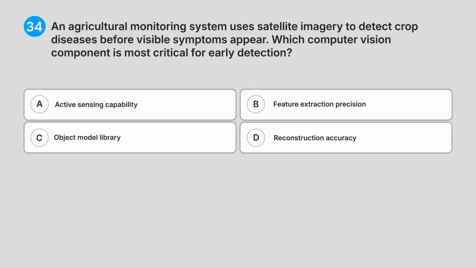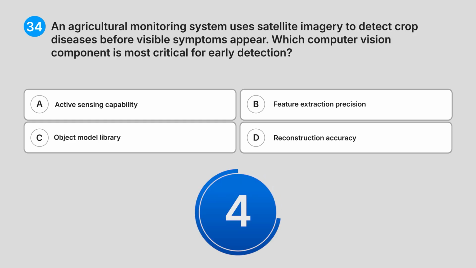34. An agricultural monitoring system uses satellite imagery to detect crop diseases before visible symptoms appear. Which computer vision component is most critical for early detection? A. Active sensing capability. B. Feature extraction precision. C. Object model library. D. Reconstruction accuracy. Do you know the answer?